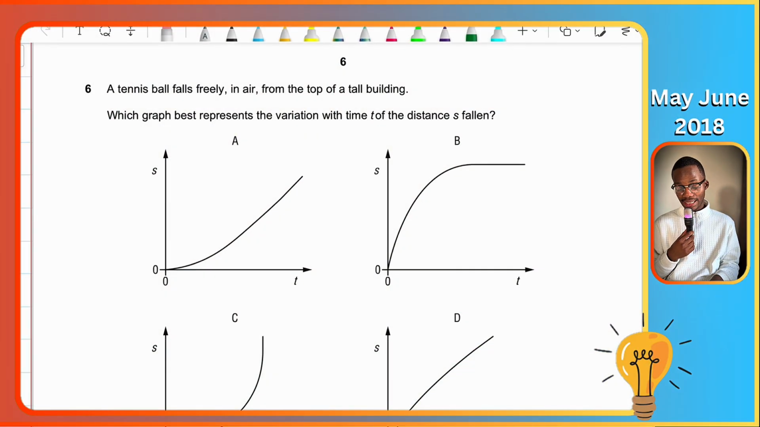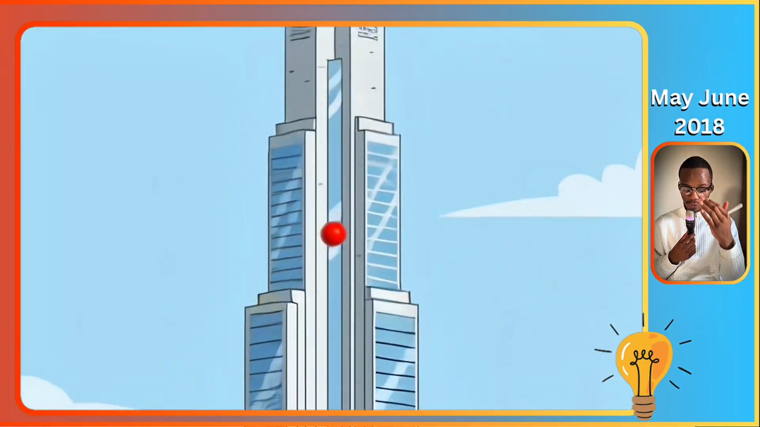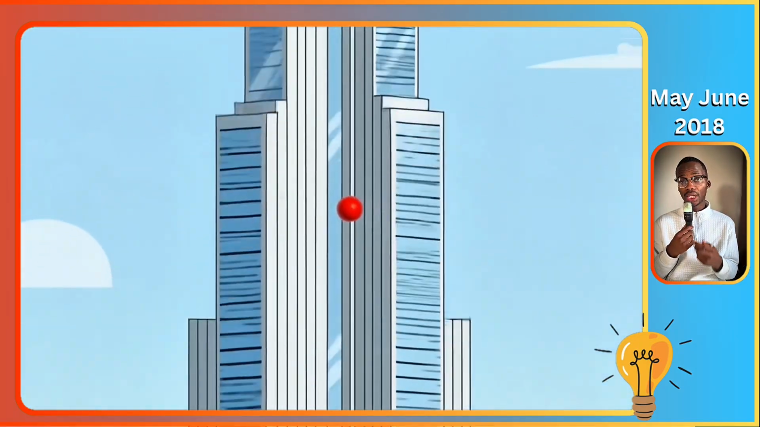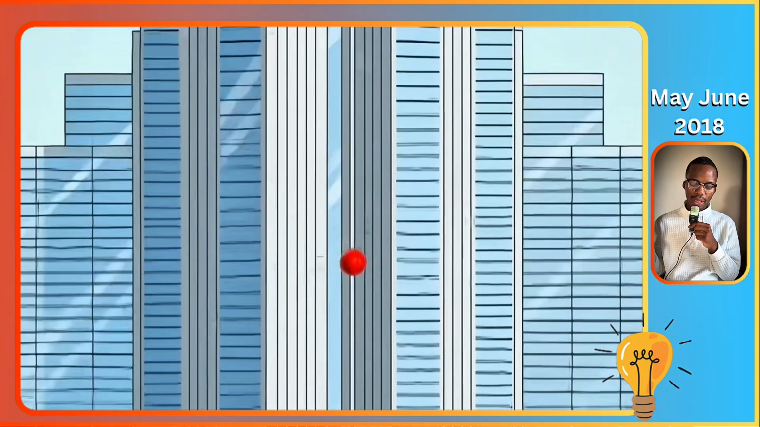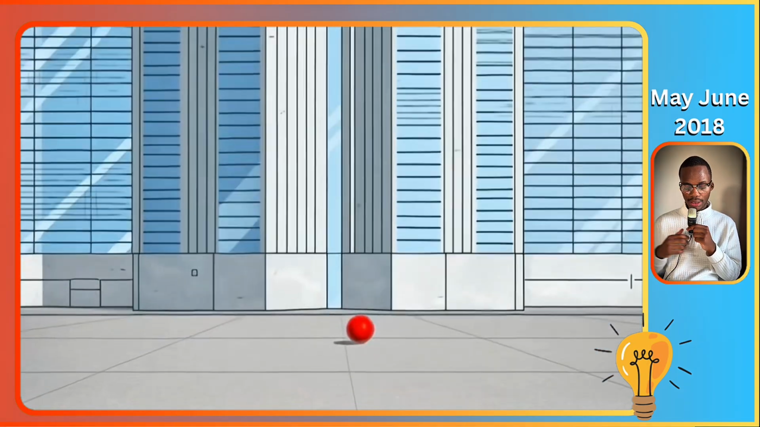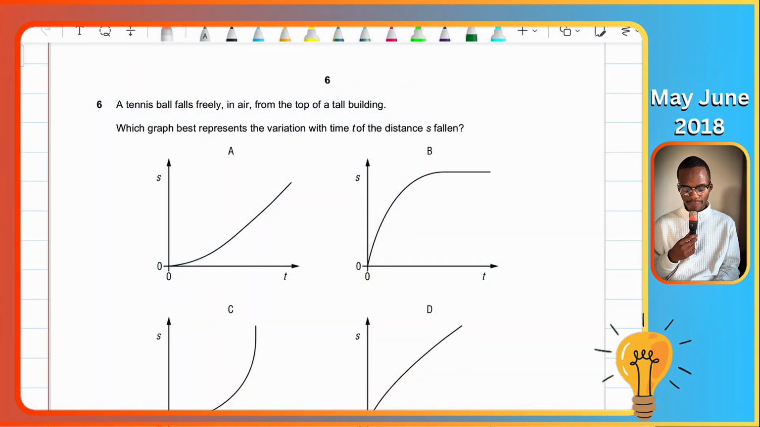We have a tennis ball, which is effectively falling in free fall from the top of a tall building. So we have a very tall building, and we're throwing a tennis ball. But there are 2 things that you must note here. The word falls freely. So let me highlight it. Falls freely, and the word in air. This seems like a contradiction, like oxymoronic to some extent, right? You're confused. You're like, falls freely, but in air. What's going on? So we're going to explain that.